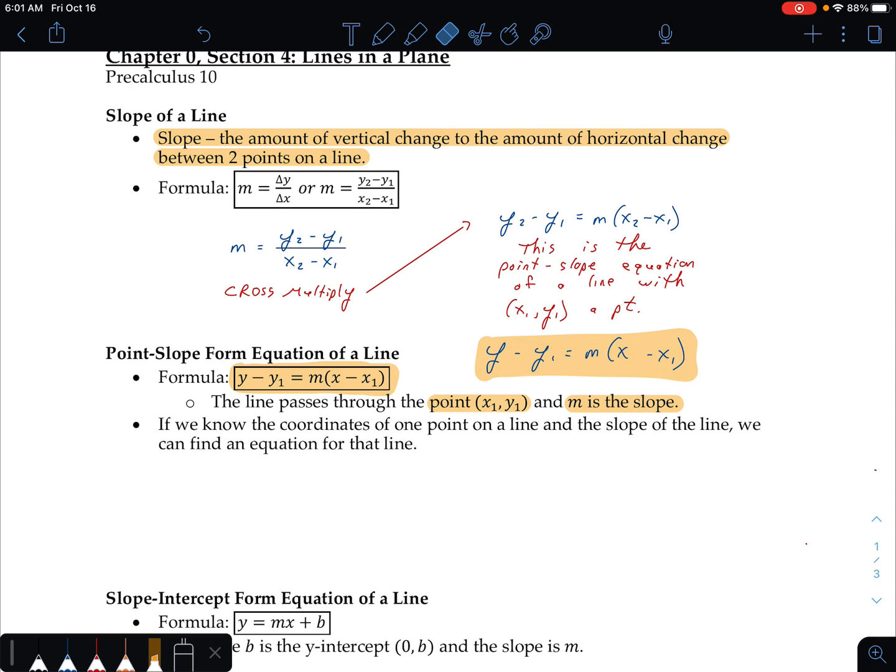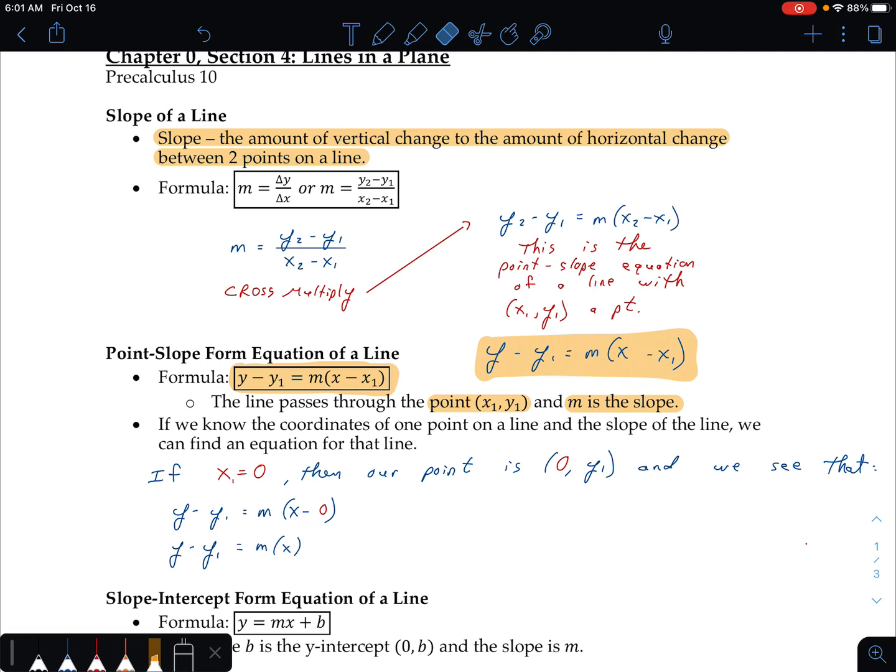Okay? Now, if we were to take that exact equation we just learned, y minus y1 equals m times x minus x1, and we say, let's say x1 is 0. So this is a specific case of it where the x value of my point is 0. Then our point would be 0, comma y1. And then what would we get? Well, we'd plug it in. y minus y1 is equal to m times x minus 0. And then obviously the 0 drops out. We don't need that.